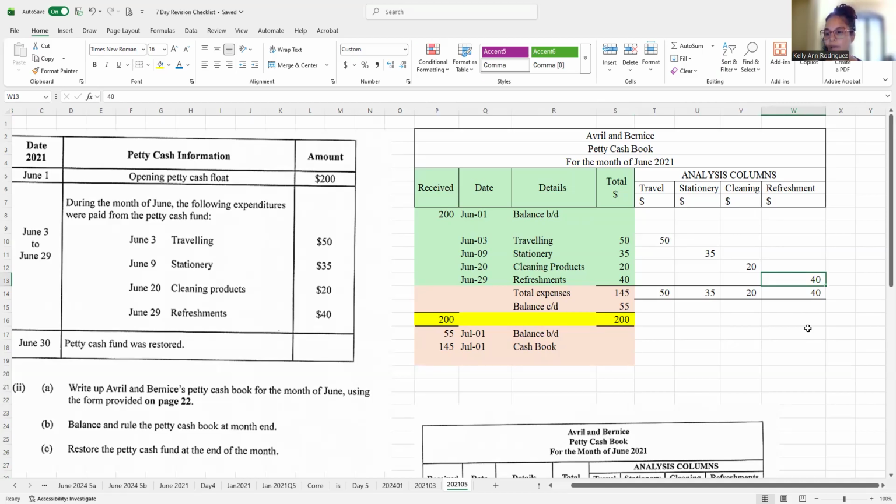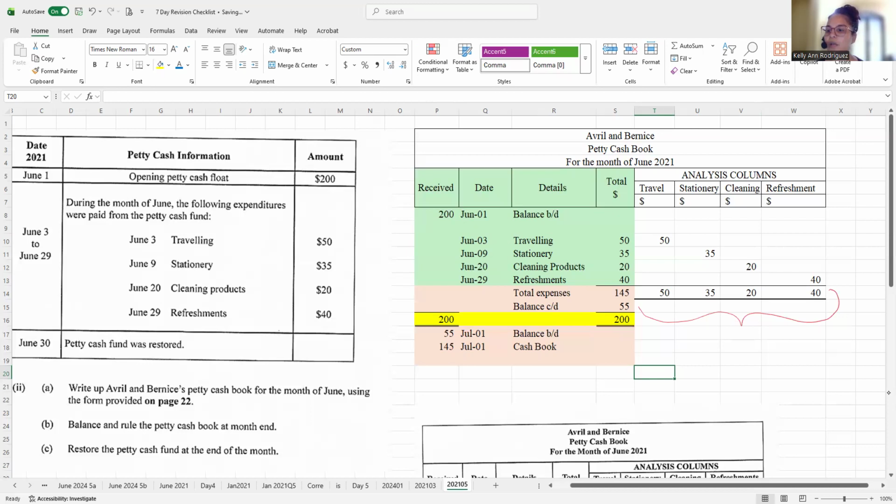However, in bigger petty cash, you will have more for traveling. So you put all the travelings, all the stationeries under the respective columns, and then you total it. The reason being is because all of these are expenses that are supposed to have a general ledger account to be posted to your income statement later on. That is where your double entry comes in.